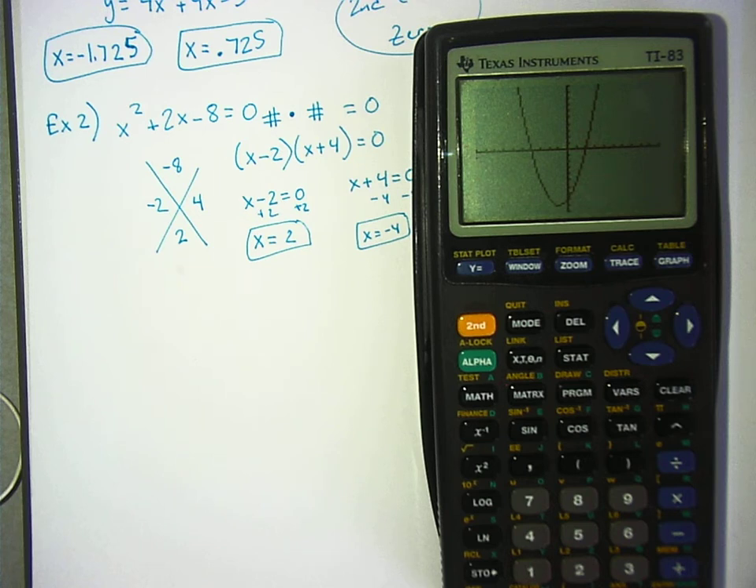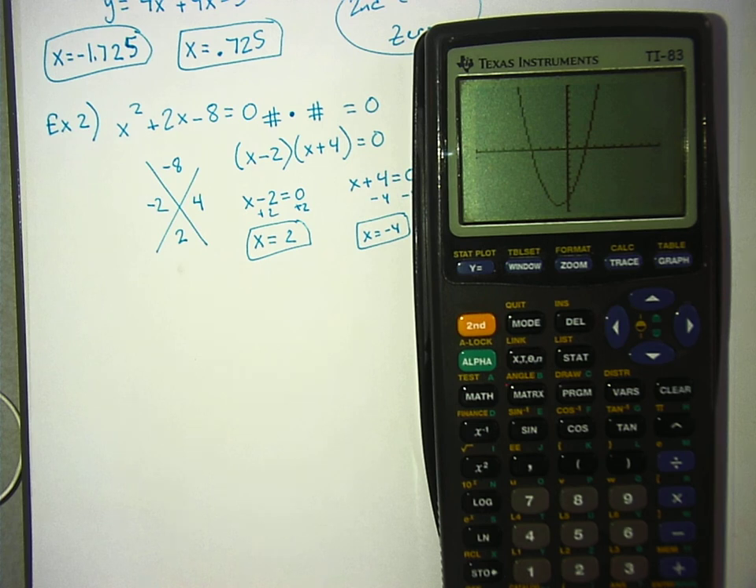Alright, let's try again. Let's try x squared plus 2x minus 8. Zoom 6, yeah. All better? Yep. Okay. So does everybody see how the zeros on here are negative 4 and 2, just like we said there's going to be?